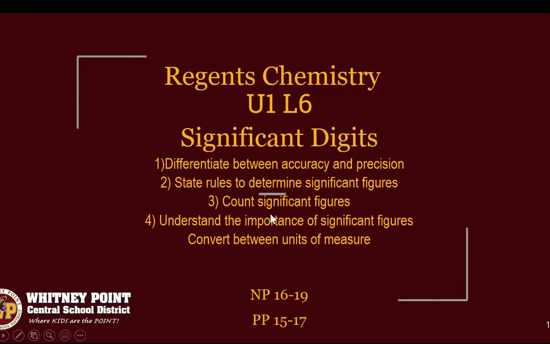Hey guys, welcome to Regents Chemistry, Unit 1, Lesson 6. We're going to learn about significant figures or significant digits. We're going to have these 4 skills. We're going to differentiate between accuracy and precision as a review from yesterday. We're going to state rules to determine sig figs. We're going to count significant figures. We're going to understand the importance of sig figs and converting between units of measure at the same time.